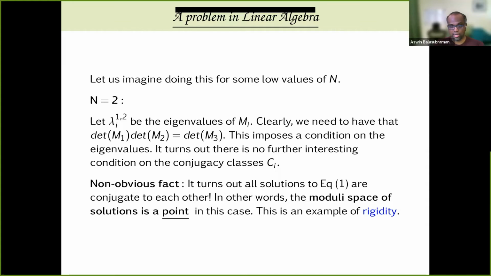Now, it turns out this is the only condition you need to impose. As long as this is obeyed, you can always find solutions to the equations I wrote. There are no further interesting conditions on these conjugacy classes, mainly because there aren't many interesting conjugacy classes in GL2. But even in this case, there's a non-obvious fact. It turns out all solutions to equation 1 are actually conjugate to each other. In other words, up to conjugacy, the moduli space of solutions is actually a point in this case. This is a non-obvious fact, which you could ask the undergraduate student to check. Mathematically, this moduli space being a point is known as the property of rigidity.